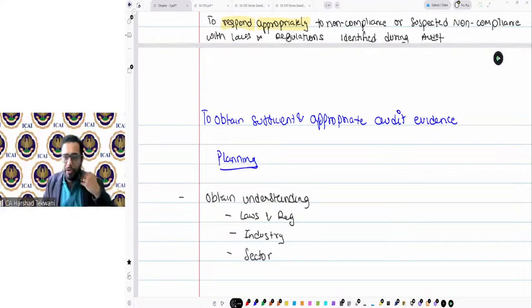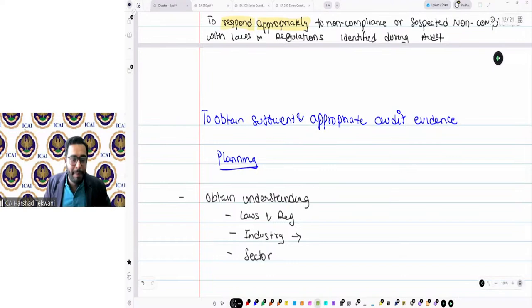When I say laws and regulations, you know very well. Why industry? Because industry also plays an important role. Industries sometimes help you to identify additional laws and regulations. For example, if it is a manufacturing industry, you may come to know that it may have environmental laws in place.